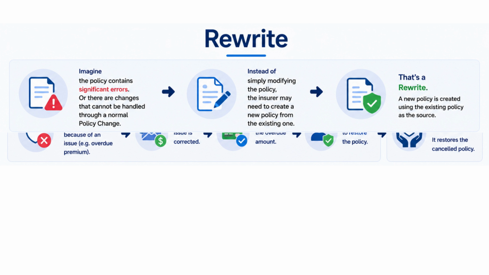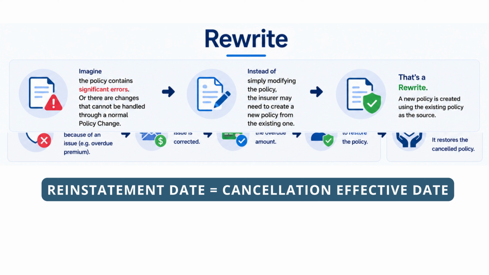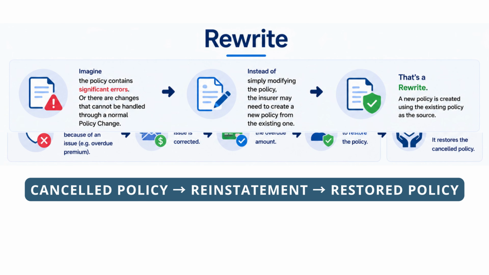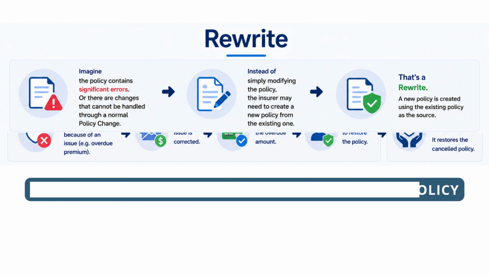And there's one important point shown in this diagram. The reinstatement date must be the same as the cancellation effective date so that there is no lapse in coverage. So just remember this: canceled policy, then reinstatement and restored policy.